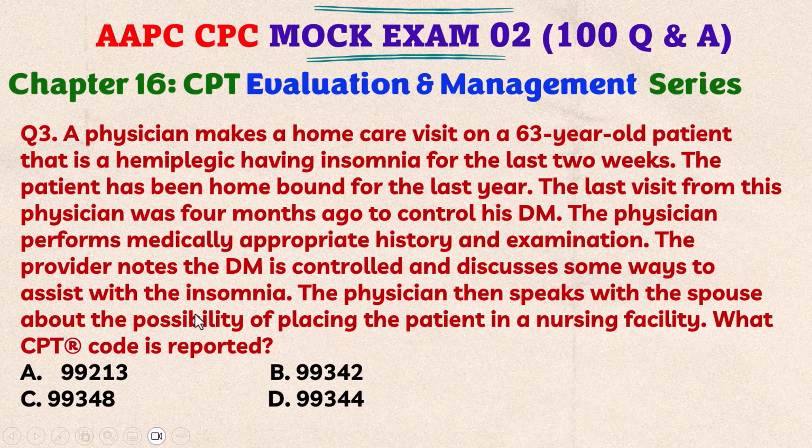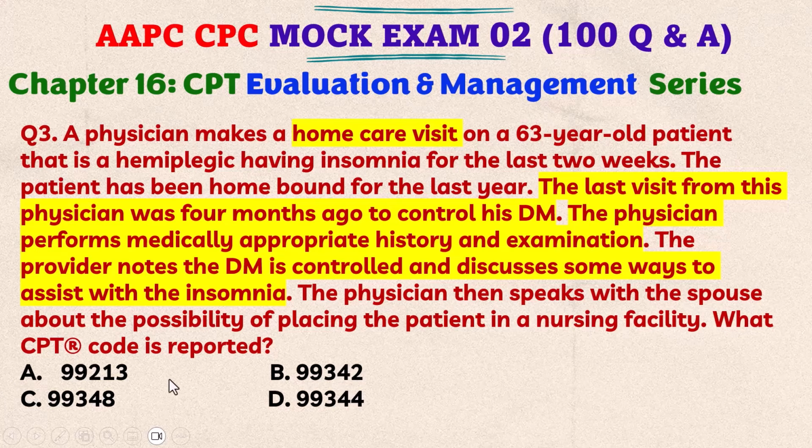So there are 4 answers available. Take your CPT code book and find the answer. Here you have to highlight this is a home care visit and the last visit from the physician was 4 months ago, so this is an established patient. The physician performs medically appropriate history and examination. The provider notes diabetes is controlled and discusses some ways to assist with the insomnia. It's like a low level of medical decision making.